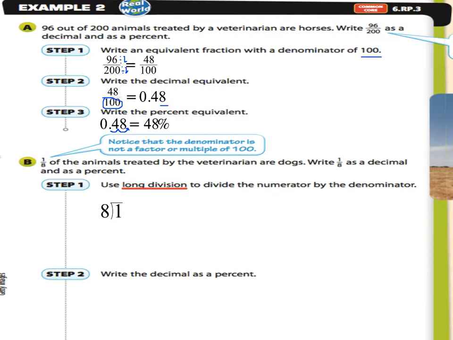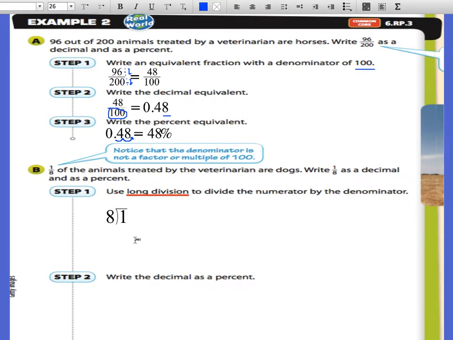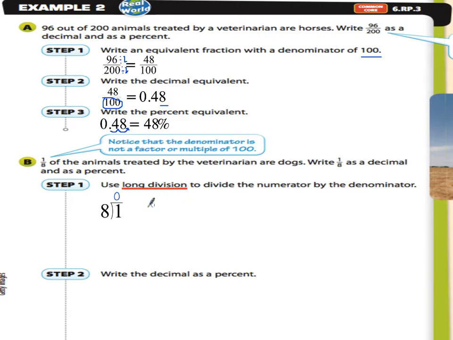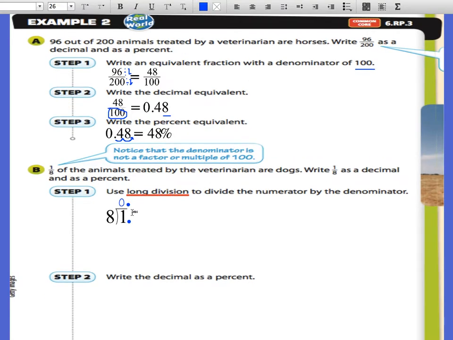And remember, it's like that fraction tips over. So it tips over and the numerator falls on the inside and the denominator stays on the outside. Okay, and I know that 8 can go into 1 0 times. And since it goes in 0 times, I know that I have to add a decimal in order to continue dividing. So if I add a decimal here, I have to add a decimal here. And then to continue dividing, I have to add a 0.